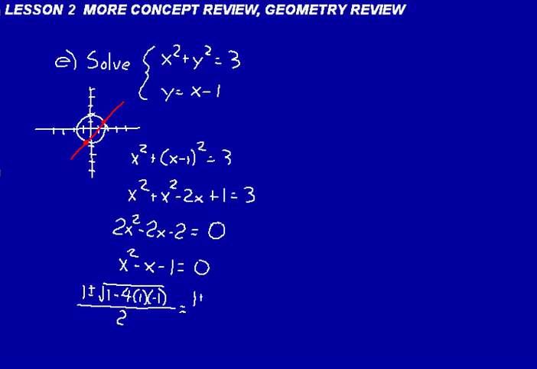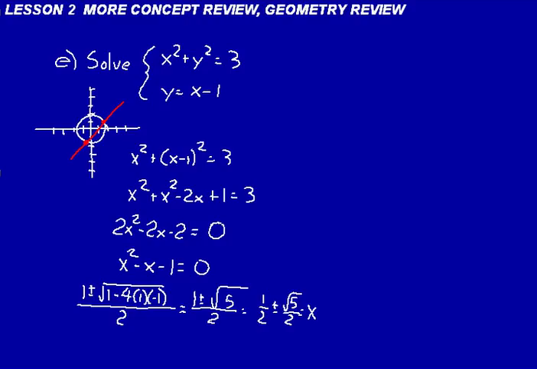And so then we'll end up with 1 plus or minus the square root of 1 plus 4, square root of 5, over 2, which is just 1/2 plus or minus the square root of 5 over 2. So that's what x is, right? Those are two values for x.